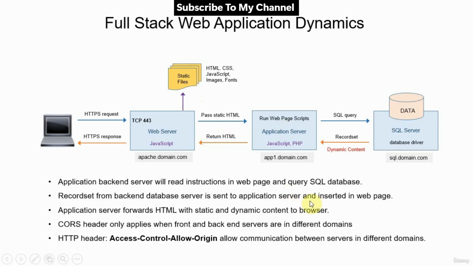And at that point, the application backend server reads the instructions in the web page and does a query to a SQL database. So here the SQL query is going to do some fetches. And what happens is the server returns a record set. This is dynamic content, of course, that's part of the record set. The record set from the backend database server is sent to the application server and inserted in the web page. That's what the application server is doing. And then the application server forwards the HTML with static and dynamic content to the web browser. Basically, it just gets forwarded back to the client, all the content needed to build a web page.